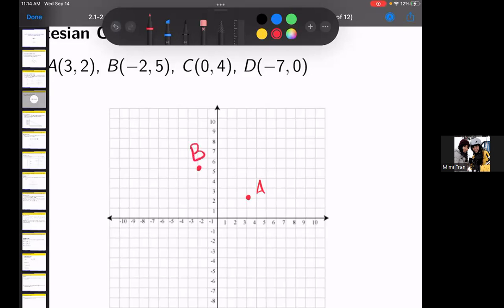Make it bigger. And then for C, 0, 4, there's no width, but it's been stretched to 4. So no width means you stay right at the origin, then go up 4. So that's C. For D, -7, 0. The width is -7, but then there's no height. It's been stretched out to the x-axis. So you stay right where you are.